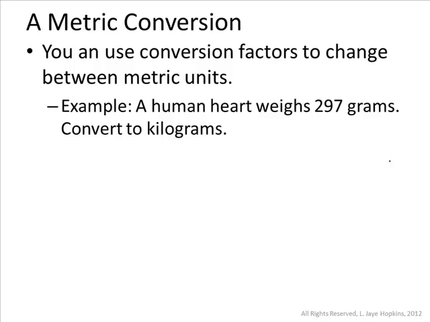You can use conversion factors for many different settings, and one of those settings is if you want to convert between metric units. We've already talked about how to do this simply by multiplying and dividing or moving the decimal place, but I just want to show you an example of how to use conversion factor setups to do a metric conversion. Let's take the example of a human heart which weighs 297 grams. Okay, so this is a smaller heart than we dealt with in a previous problem. I'm going to ask you to convert it to kilograms.